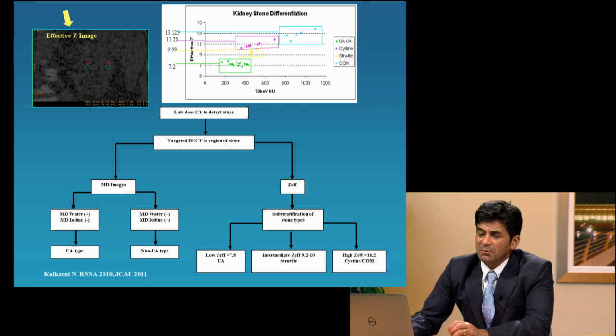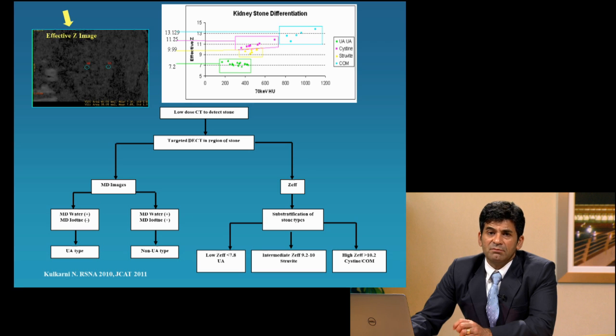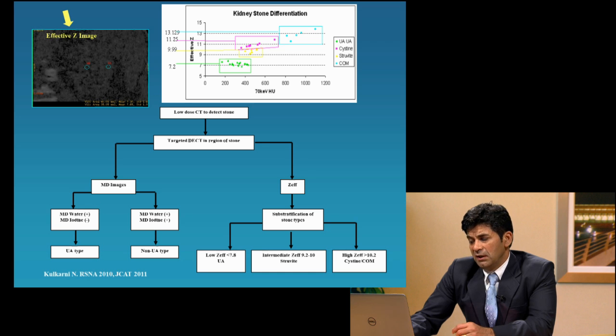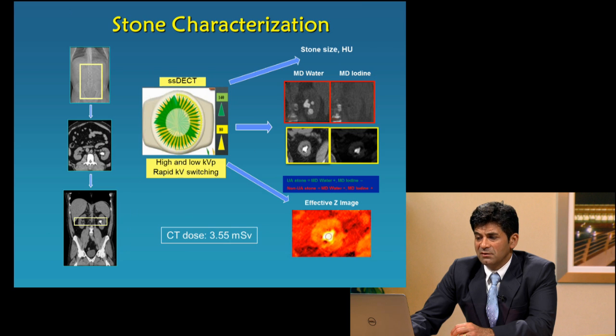There are advanced capabilities on the workstation, such as estimating the effective atomic number of the material. And as we know, the denser the stone, the higher the calcium content, and their atomic number is higher. So one can stratify stones into soft stone, intermediate stone, and harder stones for better treatment decisions.